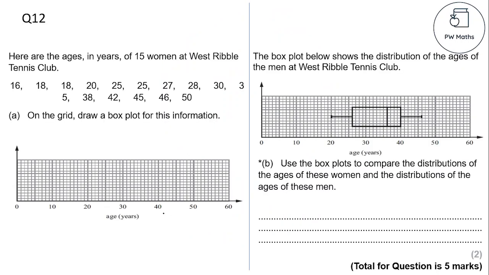Here are the ages and years of 15 women at West Ribble Tennis Club. On the grid, draw a box plot for this information. Now for box plots, you need 5 bits of data. You need the lowest, and you need the highest. Believe it or not, you plot the lowest at the lowest point and the highest at the highest point.